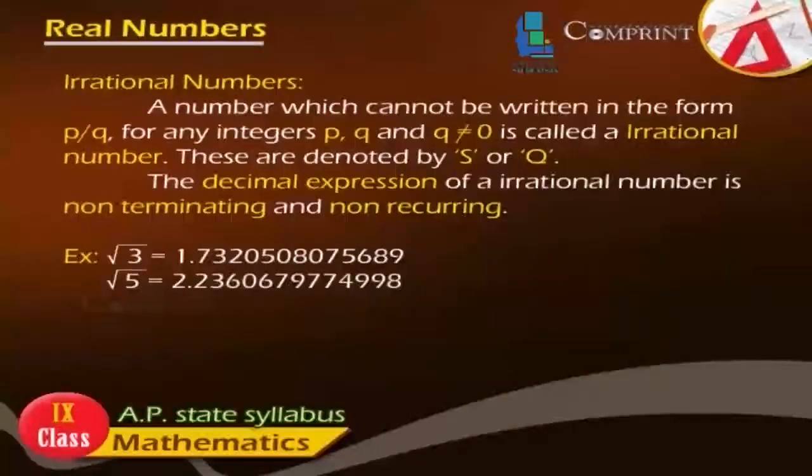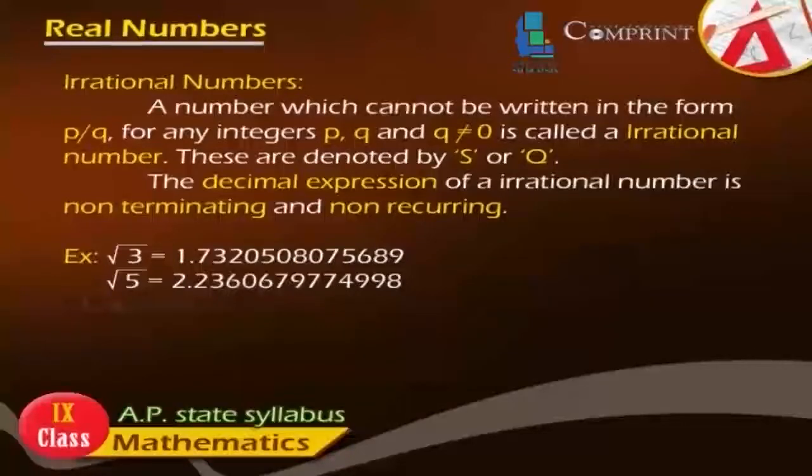Irrational numbers. A number which cannot be written in the form of p by q for any integers p, q and q not equal to 0 is called an irrational number. These are denoted by capital S or capital Q. The decimal expression of an irrational number is non-terminating and non-recurring.